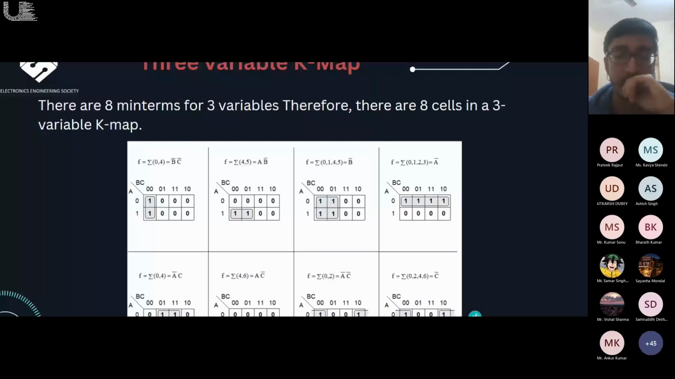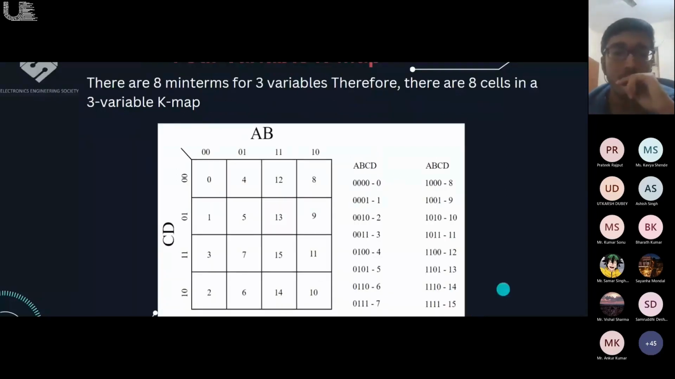Now that is it for 3 variable K-maps. Now coming to a 4 variable K-map.